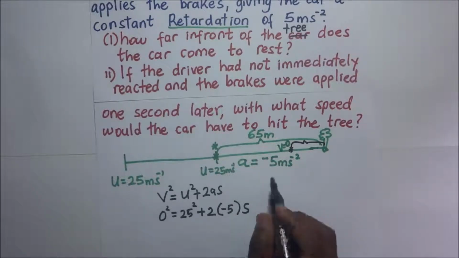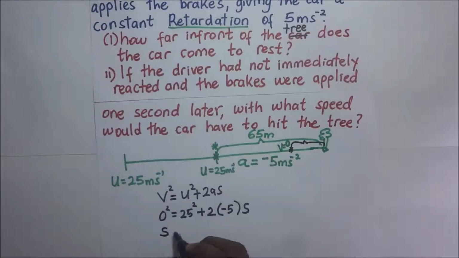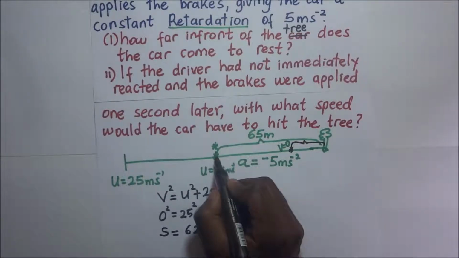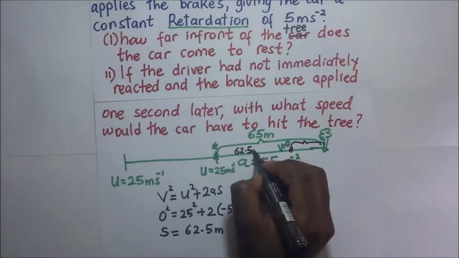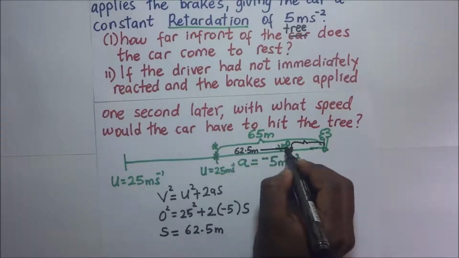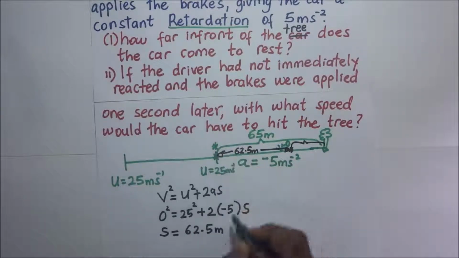Now, when we make s the subject of the formula, we find our value of s as 62.5 meters. So the distance covered from here to there is 62.5 meters, the distance he covers until he comes to rest.